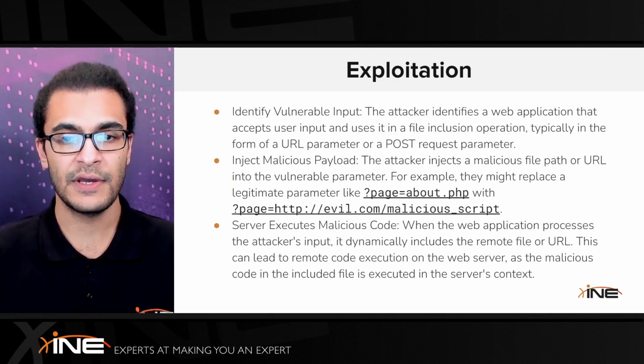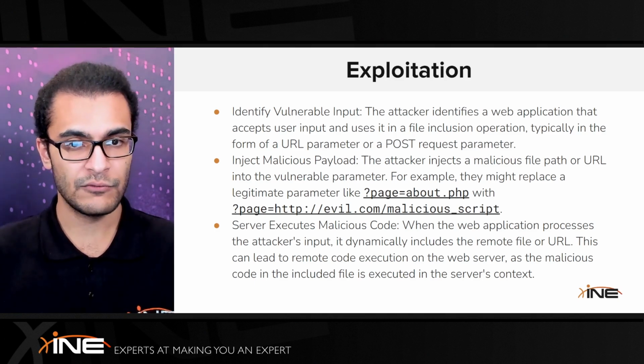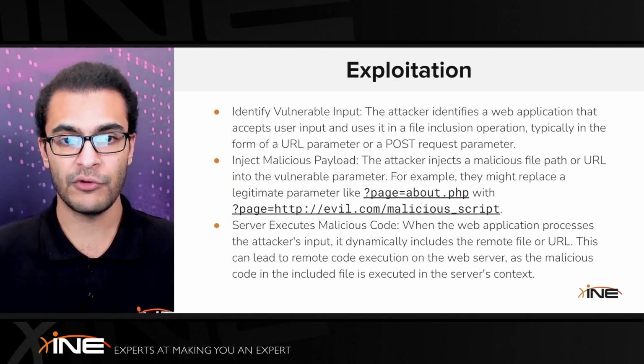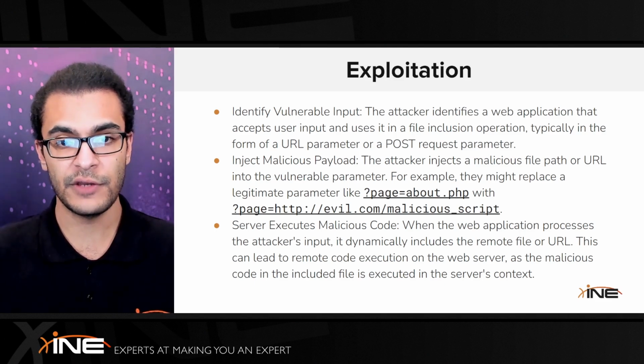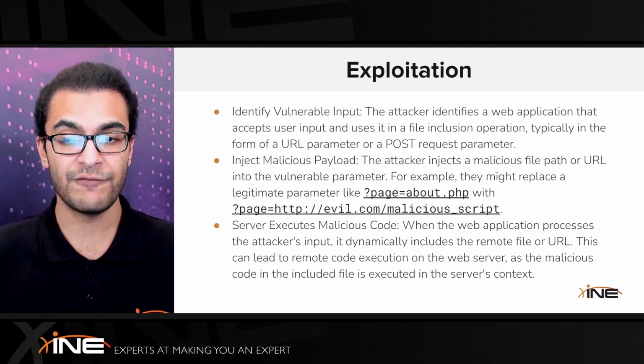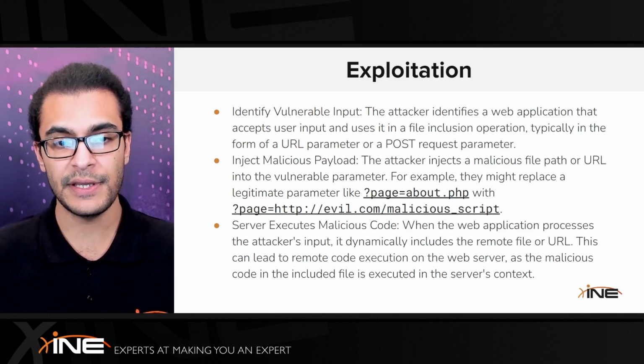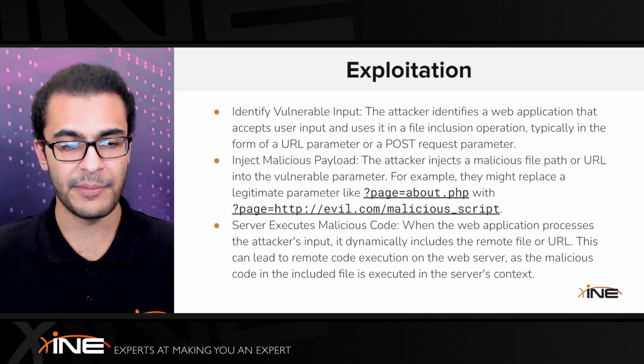The only difference is that what is being included is either local, so a file stored locally on the system, or is being requested from another system, so remotely. So the first step is to identify vulnerable input. The attacker identifies a web application that accepts user input and uses it in a file inclusion operation, typically in the form of a URL parameter or a POST request parameter.